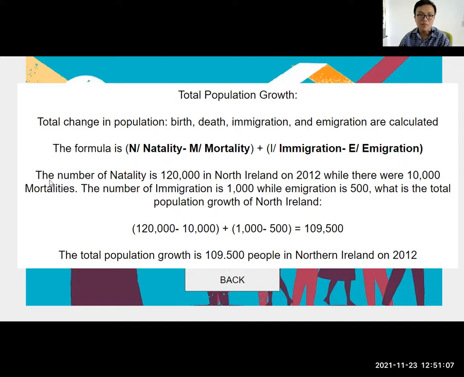So for example, here, the number of natality is 120,000 in North Ireland. In 2012, there were 10,000 mortalities. The number of immigration is 1,000, while emigration is 500. So the total population growth of North Ireland is 109,500.